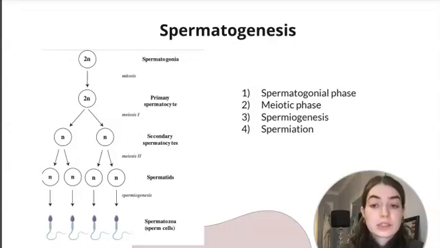In spermiogenesis, the spermatids undergo a series of structural and morphological changes to become mature spermatozoa. And then the mature spermatozoa will then detach from Sertoli cells and are released into the lumen of the seminiferous tubules. These spermatozoa will then move towards the epididymis for further maturation and storage before ejaculation into the external environment.